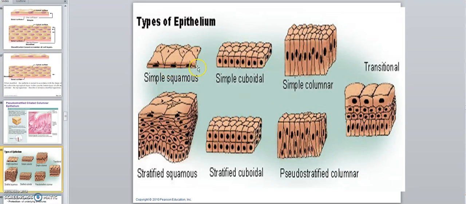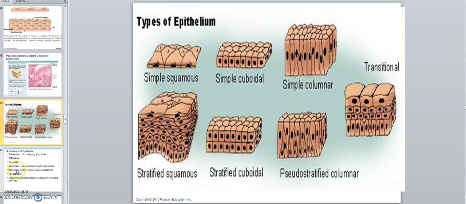Okay? So we go here. Here are the types: simple squamous, simple cuboidal, simple columnar, transitional, pseudostratified, and then stratified cuboidal, stratified squamous.